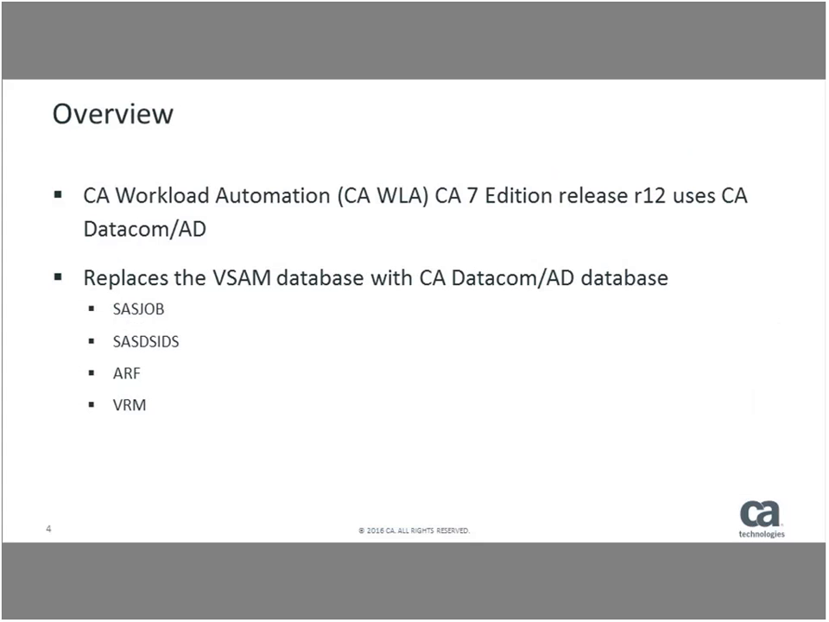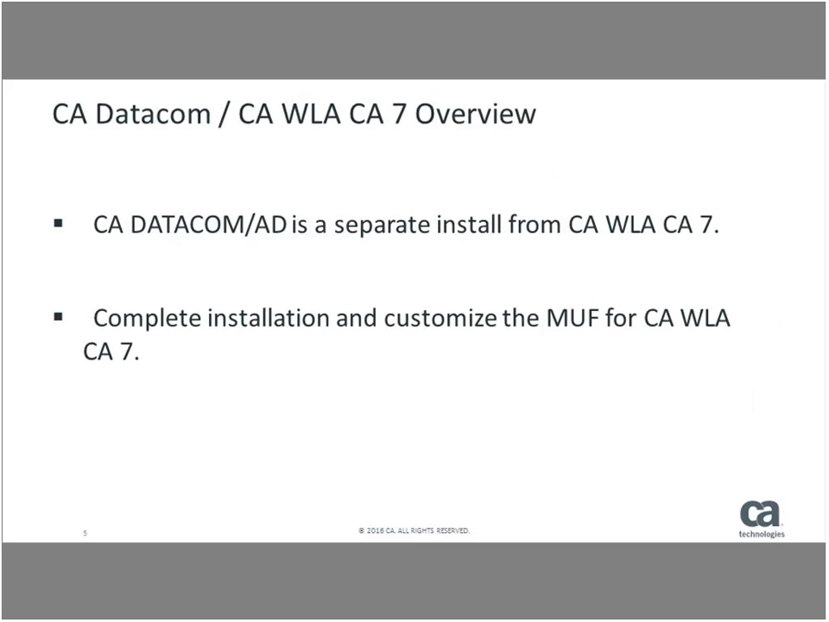Basically, with R12, CA Datacom is now used for the databases, and the VSAM files that are being replaced are the SASJOB, the SASIDS, the ARF, and the VERM files. All other files remain the same except for those 4. Datacom is a separate install from the CA7, and basically what you need to do is do the full install, and then we'll go over the customizations of the MUF as we get on to the presentation.